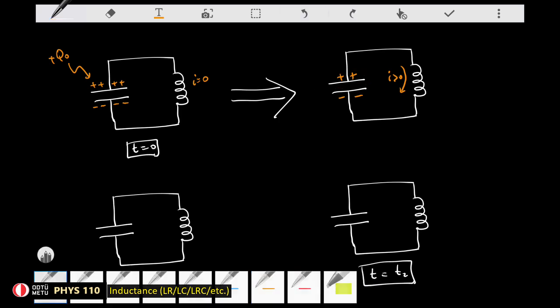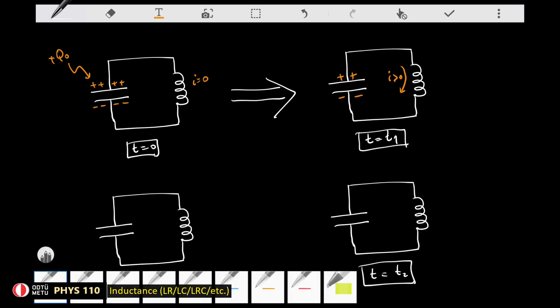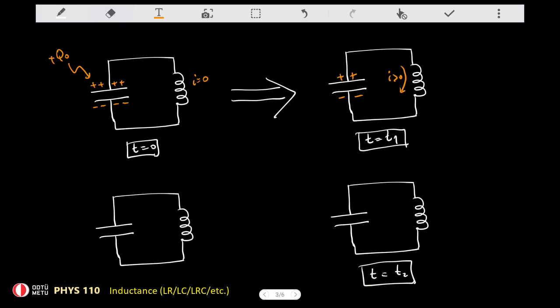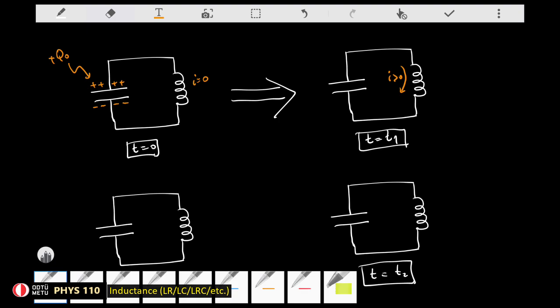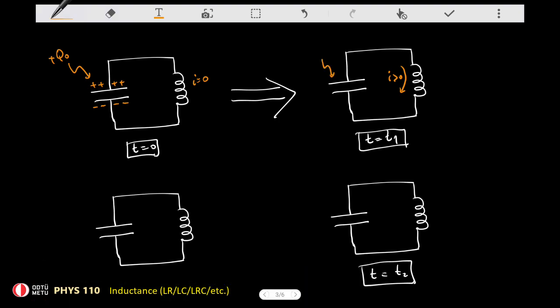So there is a moment, a time, I'm going to call that time t1, where this charge becomes exactly equal to 0. I'm going to show that in that picture. I'm going to show it like that. In that case, of course, the charge would be 0. So I'm going to write it down like that. But that's a situation where the current would still be flowing.